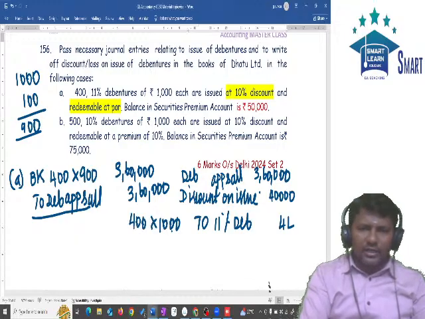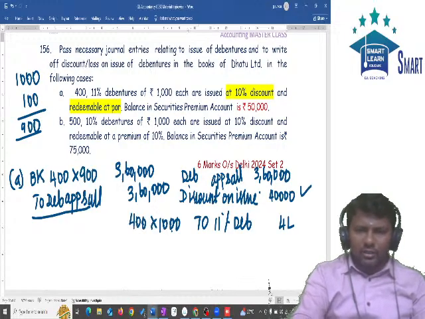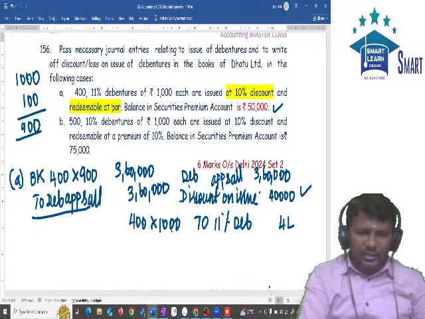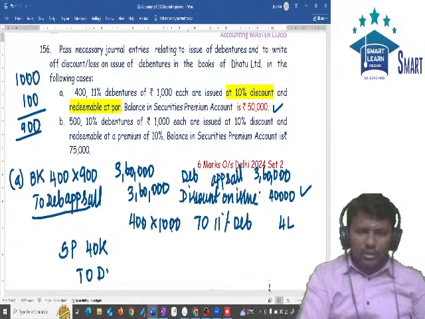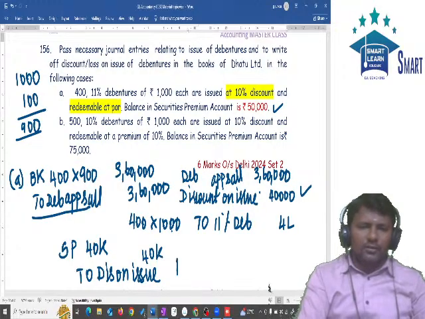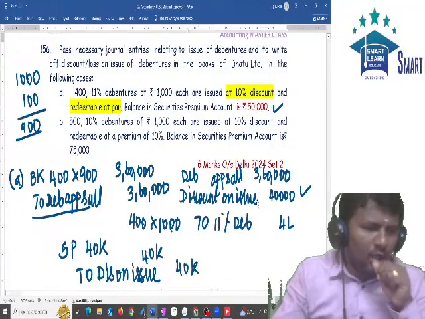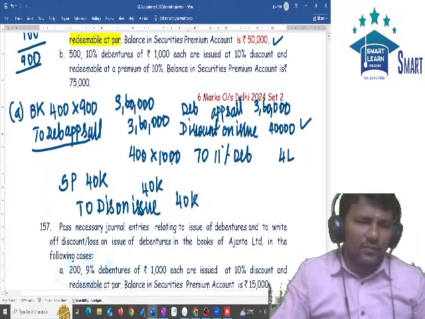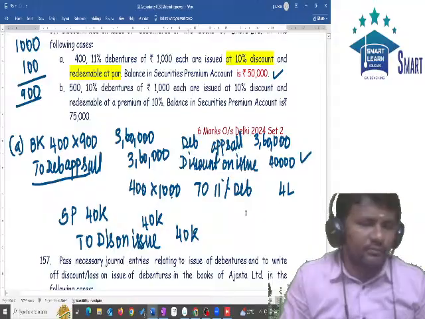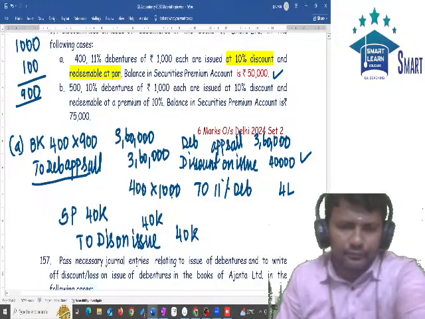What is the entry for writing off discount? Discount is 40,000. The securities premium is 50,000. Whichever is less, 40 is less. So securities premium should be debited with 40,000 and to discount on issue of debentures. Discount on issue of debentures should be credited with 40,000. That's all. First one over. Now come to the second one.